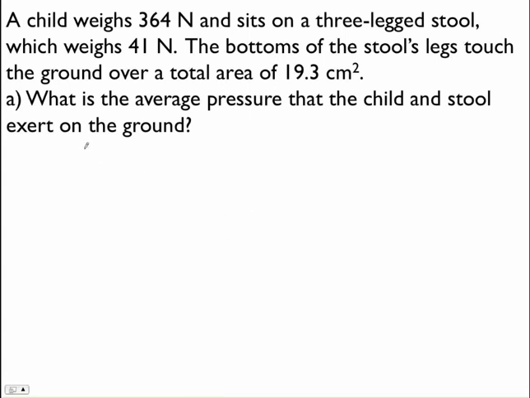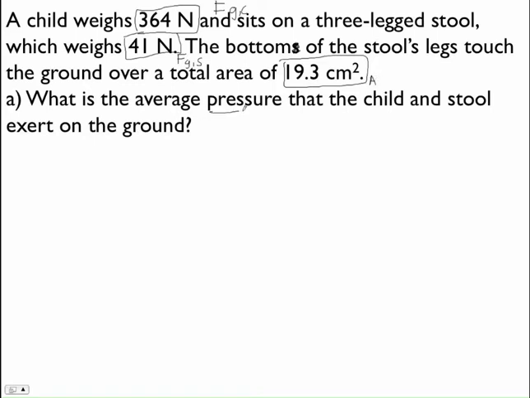Now, okay, so we've got this problem, and we need to figure it out. So let's see what we know. We have a child, and he weighs 364 newtons. This is a force due to gravity. And he sits on a 3-legged stool which weighs 41 newtons. So that's also a force due to gravity. That's the force due to gravity of the stool, and this is the force due to gravity of the child. And then it says the bottom of the stool's legs touch the ground over a total area of 19.3 centimeters squared. And this is an area.